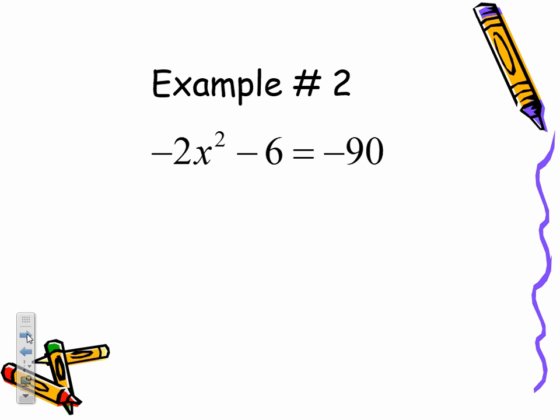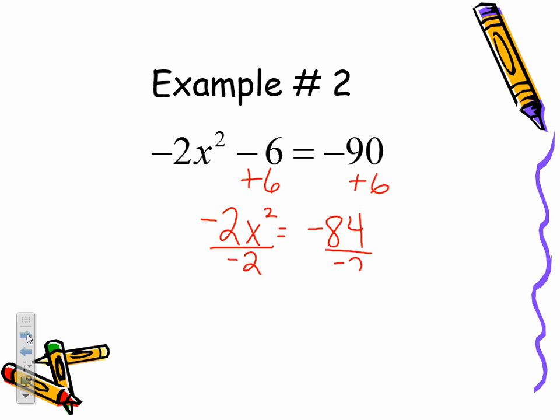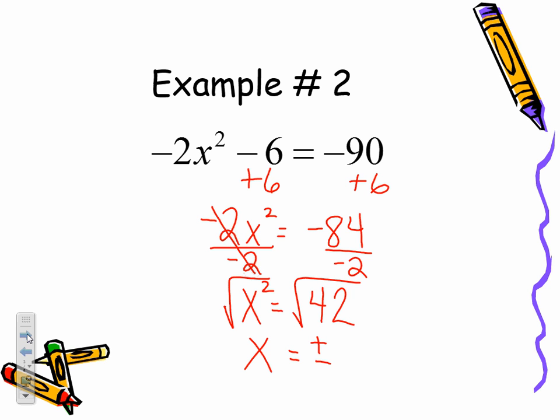Negative 2x squared minus 6 equals negative 90. Same idea. Let's get x alone. We're going to add 6 here. Negative 2x squared equals negative 84. Then you divide by the negative 2. You'd have x squared equals negative 84 divided by negative 2. Those two negatives are going to give a positive answer here: 42. And then we're going to go ahead and square root to isolate the x completely. So x is going to equal plus or minus whatever the square root of 42 is when we simplify.